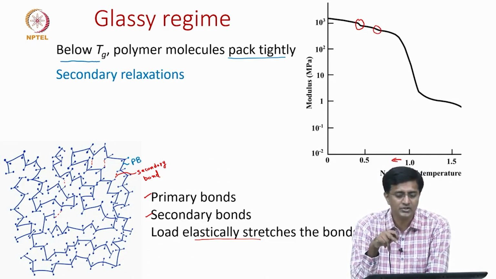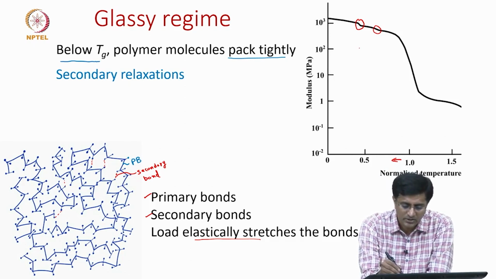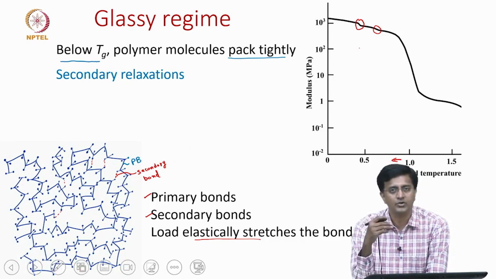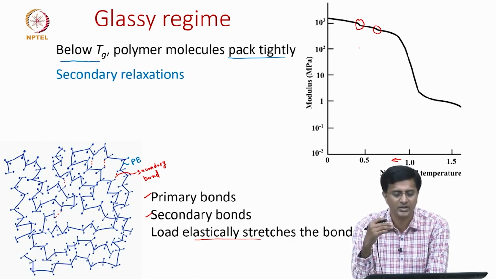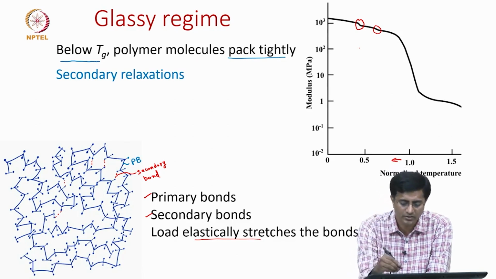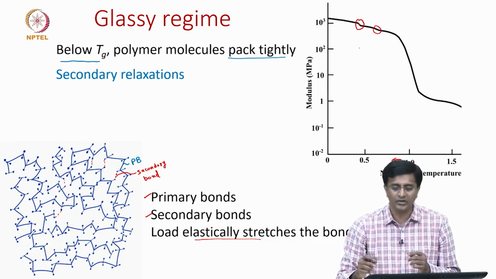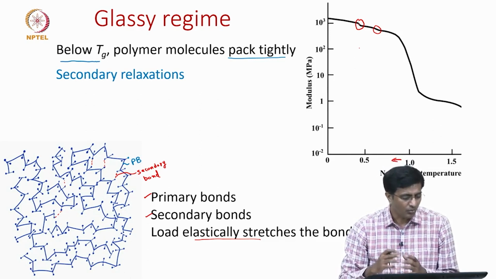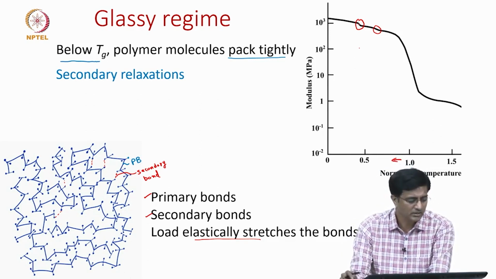Though in this figure it shows as a slight dip, bear in mind this is a log curve. So, this can be almost half the initial value, because we are talking about 1000 megapascals or 1 gigapascal. Let us say it drops from 1 gigapascal to 0.5 gigapascal. Here it might look like a small drop, but the actual values are large. Now let us understand why we see this secondary relaxation. What is the molecular reason for this?